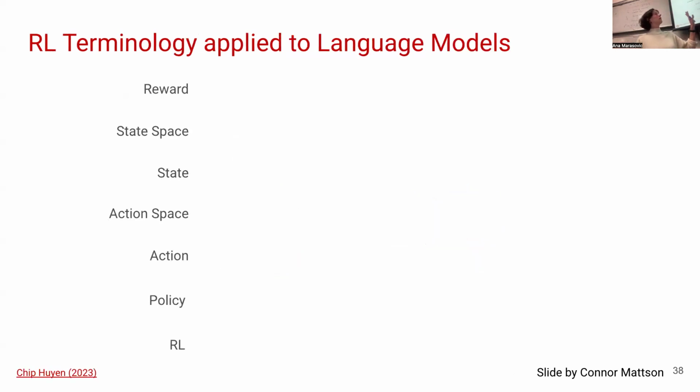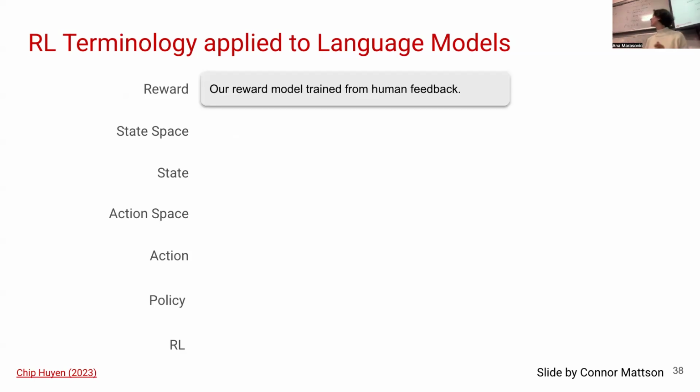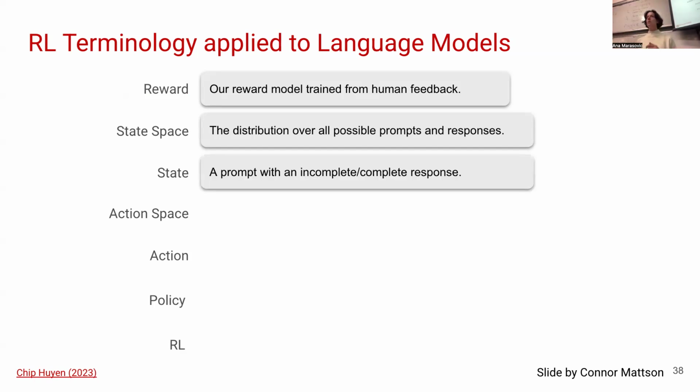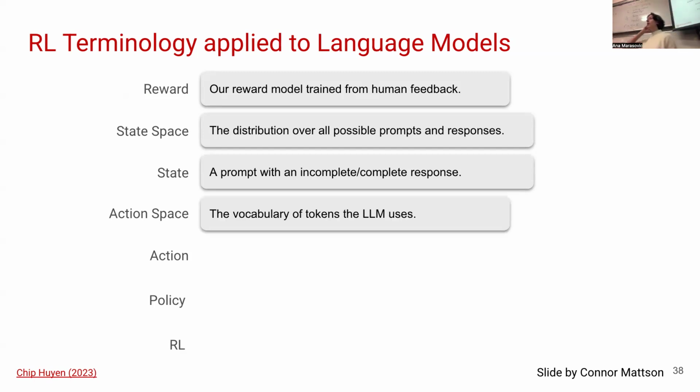Now, let's map this reinforcement learning terminology to language models. Our reward model will be the one that we have trained using human preferences. Our state space will be the distribution over all possible prompts and responses. One state will be a prompt with an incomplete or complete response, whatever we like. Action space will be the vocabulary of tokens the LLM uses. So this is where things become a little bit more concrete.